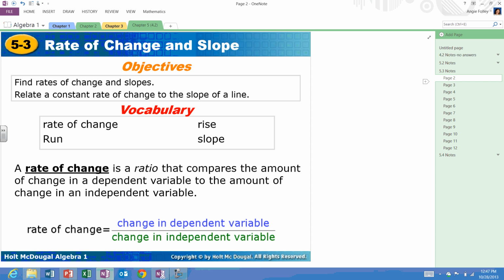So the rate of change is a ratio, or a fraction, that compares the amount of change in the dependent variable to the amount of change in the independent variable. So we can write this out as the rate of change is equal to the change in the dependent over the change in the independent. You might remember the dependent variable is another word for your y values, and the independent variable is another word for your x values. So this is just your change in y over your change in x. I should write change up here so you know it's not just y over x, it's the change.